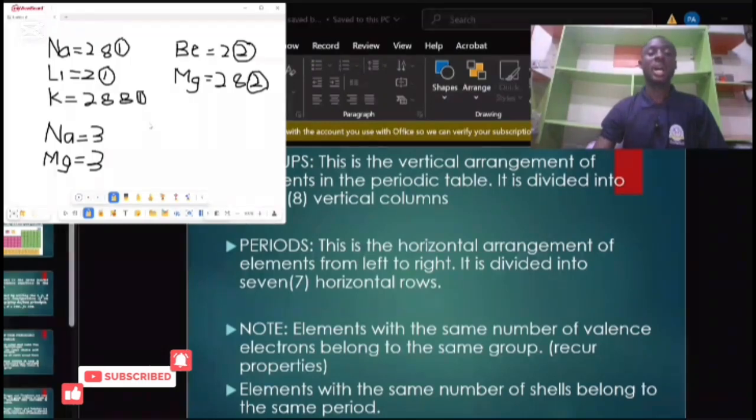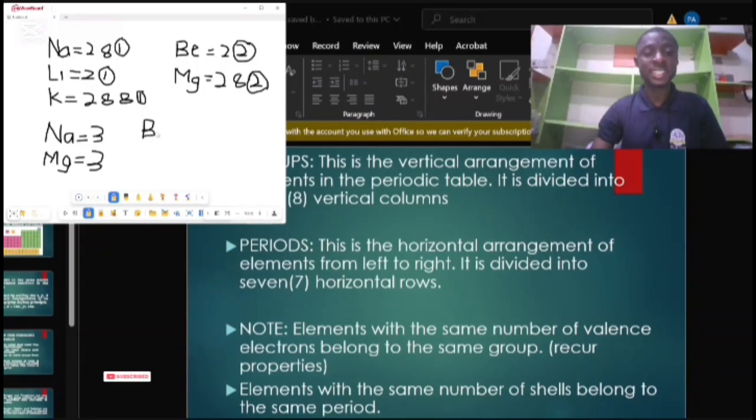Now let's come to elements that will be in period 2. Then we go to our table to check if truly they are in that period. Now we want to come to beryllium. Beryllium, the number of shells is 1, 2. So it will be in period 2 because the number of shells is 2. We also have lithium. The number of shells of lithium is also 2, because this is 1, 2.